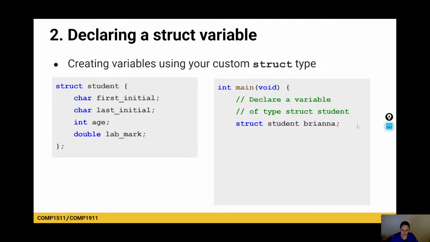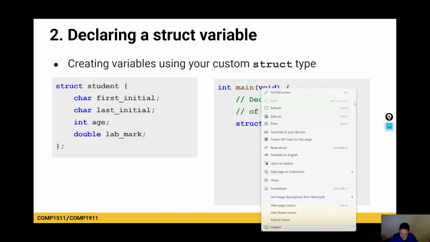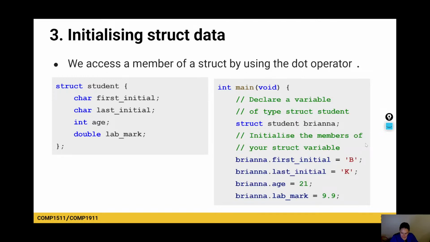And when we get the chunk of memory, we can then start filling that memory up with the data that we want. So in this case, we've got a chunk of memory that's big enough to store 2 chars, an int and a double. And I can use the dot operator to say, I want to go into this variable, and for the first initial member, I want it to be equal to b. Then for the last initial member, I want it to be equal to k, like the letter k. And then I can set all these different members individually with these dots.